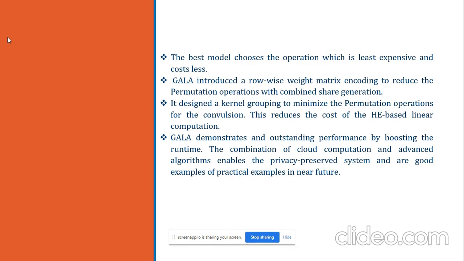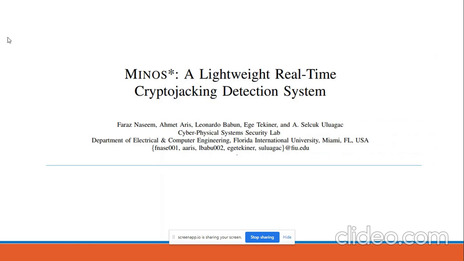The best module chooses the operation which is the least expensive and costless. It is designed with kernel grouping to minimize the permutation operation for the convolution. GALA demonstrates and outperforms by boosting the runtime. The combination of cloud computation and advanced algorithms enables privacy-preserved systems and is a good example of practical examples in the near future. Minus, a lightweight real-time cryptojacking detection system.